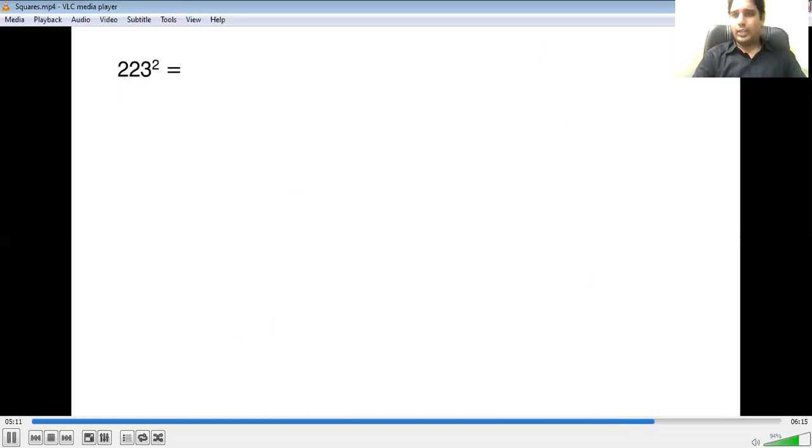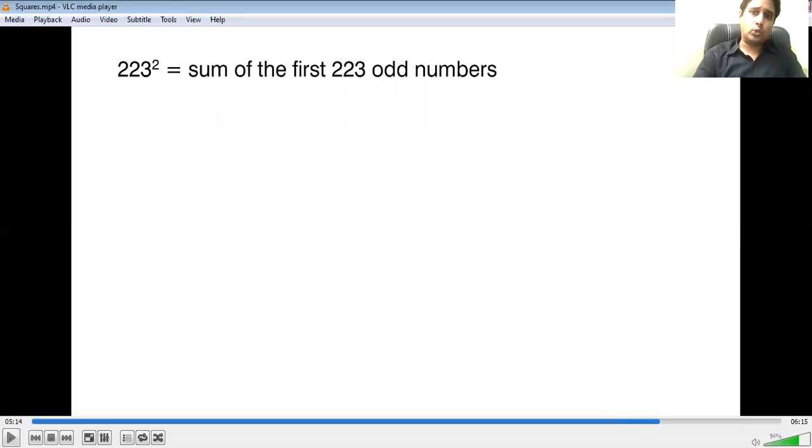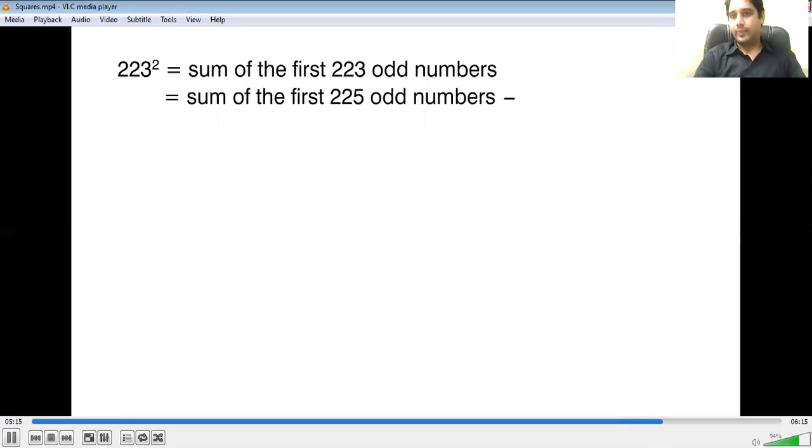Now, when we come to the next number, that is 223 square. I break it as 220 odd numbers plus the 221st plus the 222nd plus the 223rd. Now I have 3 consecutive positioned odd numbers. So in this case, instead of adding to 220, I'll be taking the sum of the first 225 odd numbers first. And then I'll subtract the 225th odd number and the 224th odd number from the sum, so that I am left with the sum of the first 223 odd numbers.